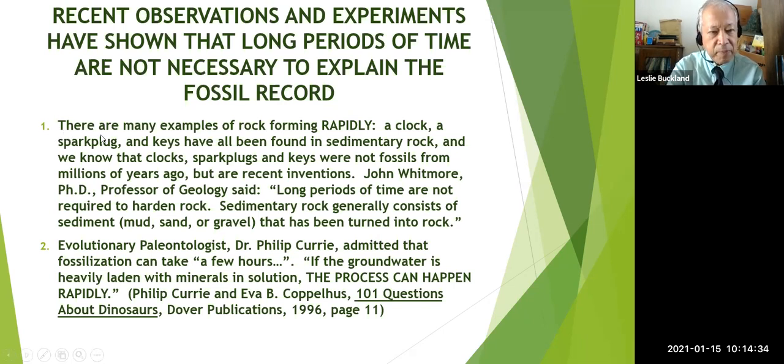Number one, there are many examples of rock forming rapidly. A clock, think about that. Did they have a clock in the ancient times, millions of years ago? Do any of you remember reading in history of any people in ancient times having a modern day clock? They would have had a sundial, but not a modern day clock.